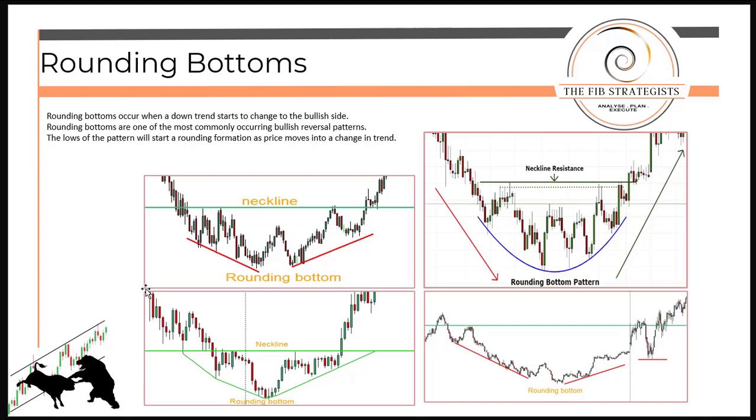Here we have another one: downward trend, rounding bottom, neckline, break of neckline, entry long. If you have a keen eye, you can see an inverse head and shoulders: left shoulder, head, right shoulder, break of neckline, entry long. Here we have a longer term rounding bottom.